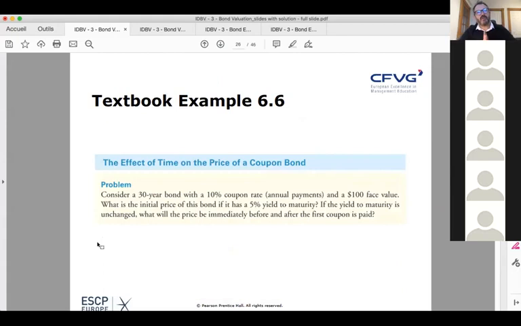Okay, so I would like you to work on this one. Consider a 30 years bond with 10% coupon rate, annual payments, and 100 face value. So this is the one we discussed already. So this is the one which is 179 something, I guess. What is the initial price of this bond if the bond has 5% yield to maturity?